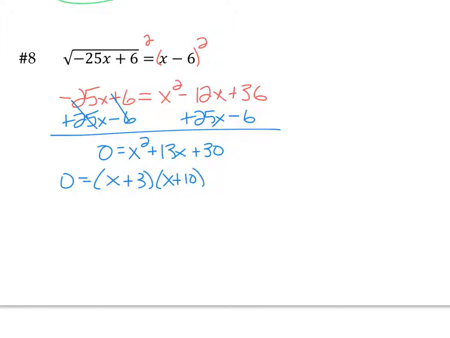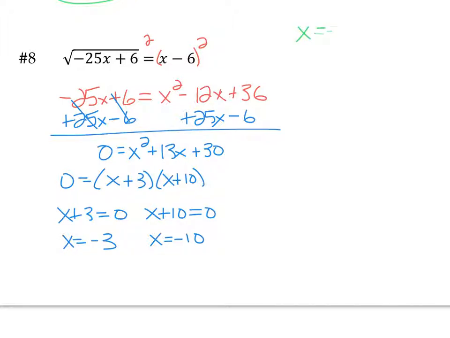Again, I can check with FOIL. Make sure you know how to factor, FOIL, these types of things that we're going to see here as we're using them to solve these radical equations. So I'm going to get x plus 3 equals 0, x plus 10 equals 0, means x equals negative 3, x equals negative 10. Now we've got to check both of these in our original equation.